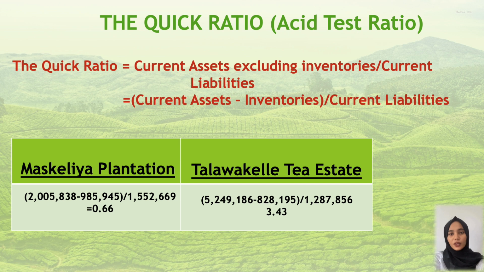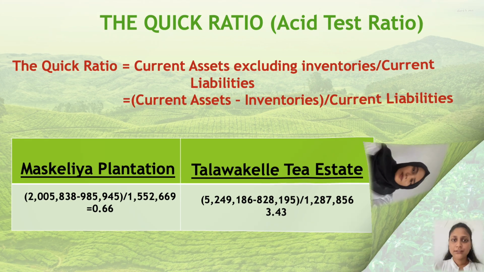Okay, now let's see quick ratio. As per the calculations, Muscalia Plantation has 66 cents and Thalakale Tea Estate has 3 rupees and 43 cents in liquid assets for every 1 rupee of short-term debt it needs to pay soon. Therefore, compared to Muscalia Plantation, Thalakale Tea Estate has a very strong ability to meet its short-term obligations.